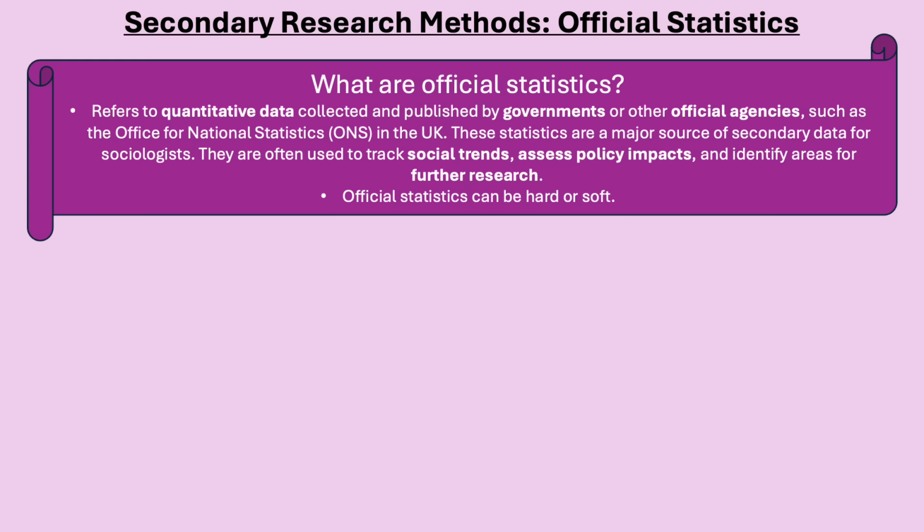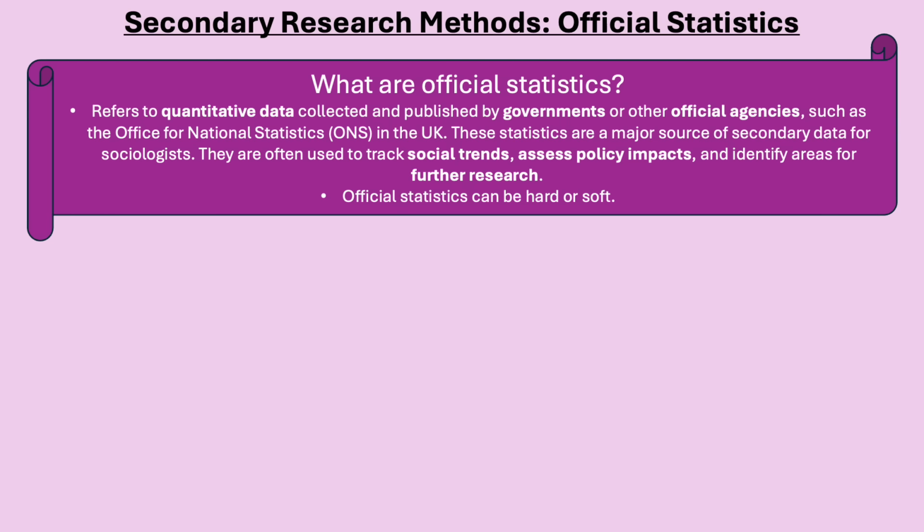Moving on to secondary research methods now, we've got official statistics. So what are official statistics? This refers to quantitative data collected and published by governments or other official agencies such as the Office for National Statistics, which is abbreviated to the ONS in the UK. These statistics are a major source of secondary data for sociologists, and they are often used to track social trends, assess policy impacts, and identify areas for further research.